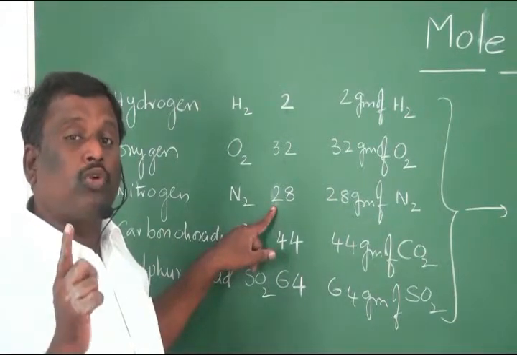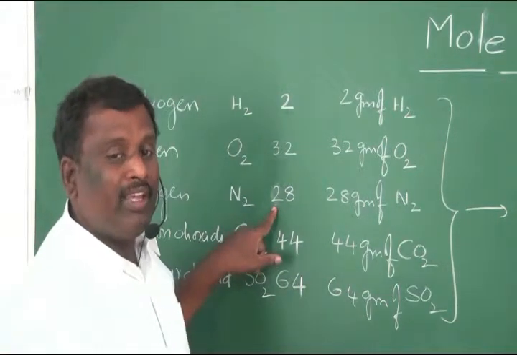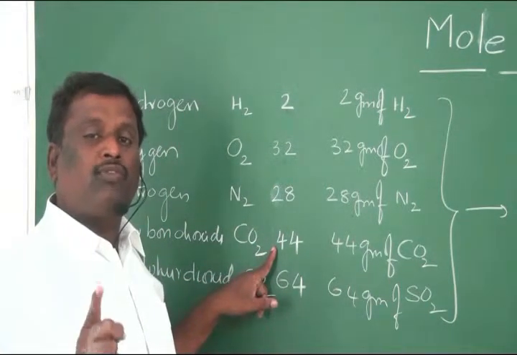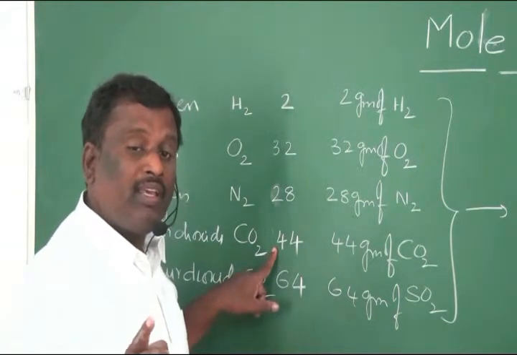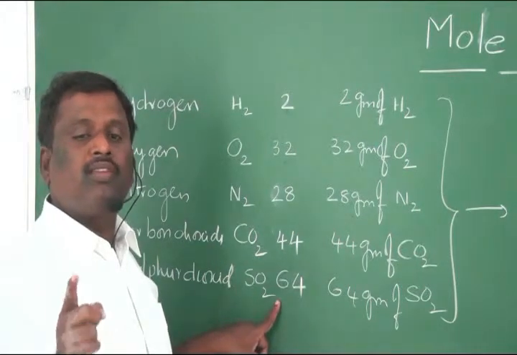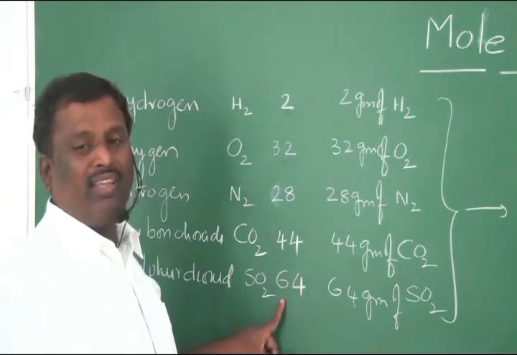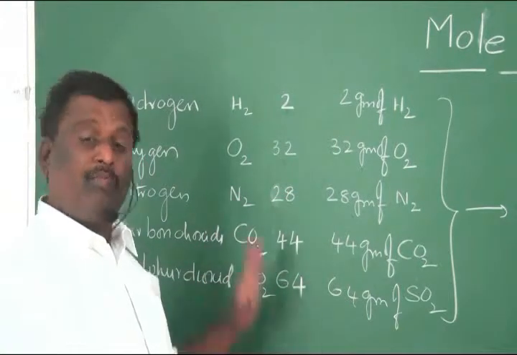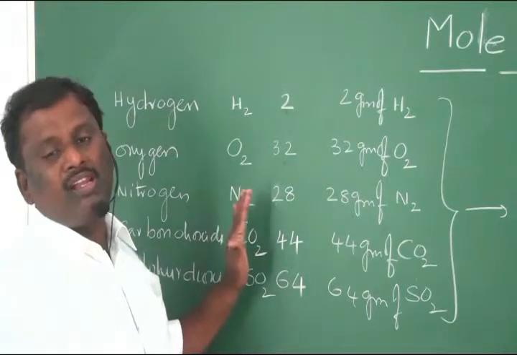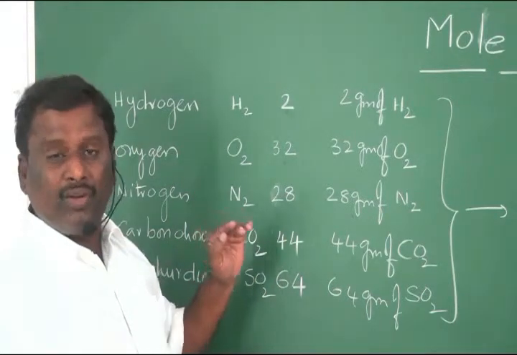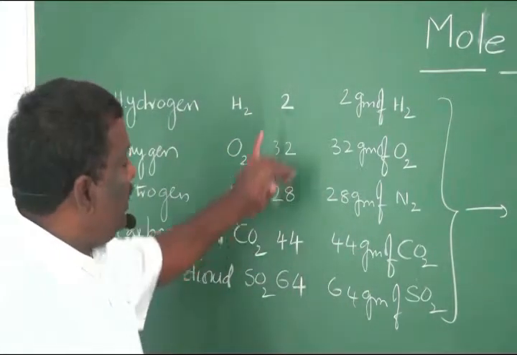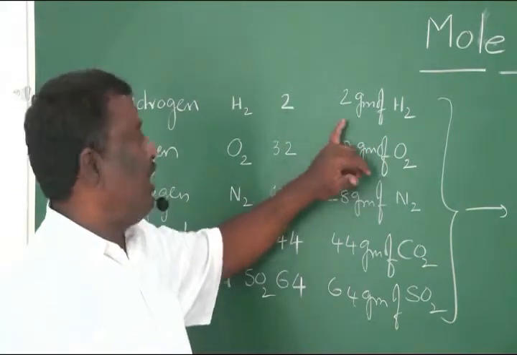That means the nitrogen molecule is 28 times heavier than 1 AMU. Carbon dioxide molecular weight is 44. That means carbon dioxide is 44 times heavier than 1 AMU. Sulfur dioxide molecular weight is 64. That means the SO2 molecule is 64 times heavier than 1 AMU. So these are the molecular weights. They are simple numbers which denote how many times heavier particular molecules are than 1 AMU, which is a basic unit.